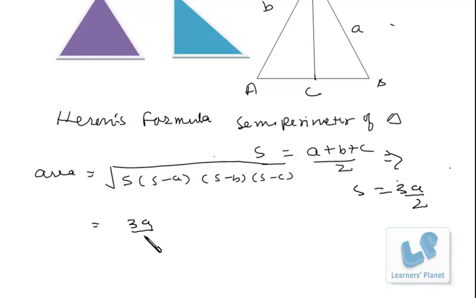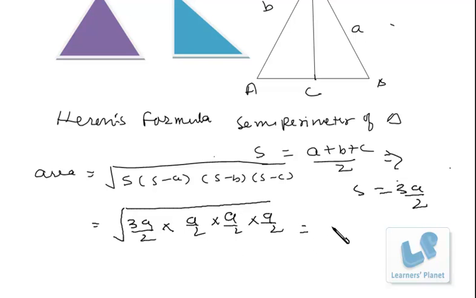So it's 3a by 2 into (3a by 2 minus a, which will be a by 2), into (3a by 2 minus b, and as b is also the same as a, it will be a by 2), and it will also be a by 2, all under a square root. So if it comes out of the square root, it will be a raised to 4, so it's a squared, then root 3, and 2 raised to 4 comes out of the square root as 4. So it's root 3 by 4 a squared. This formula is to calculate the area of an equilateral triangle when all the three sides are equal. Okay.